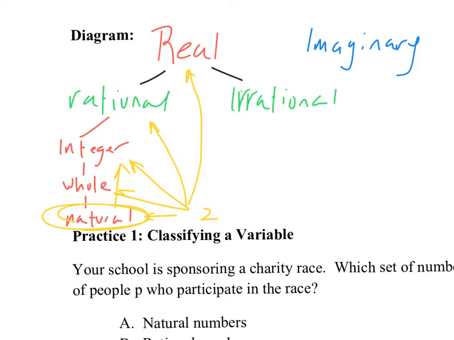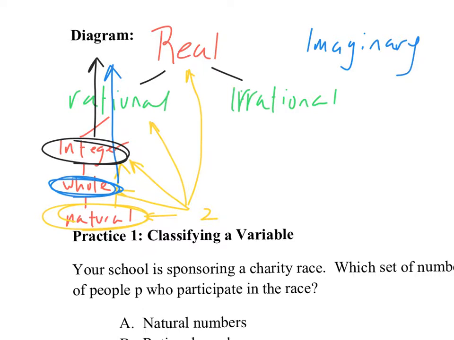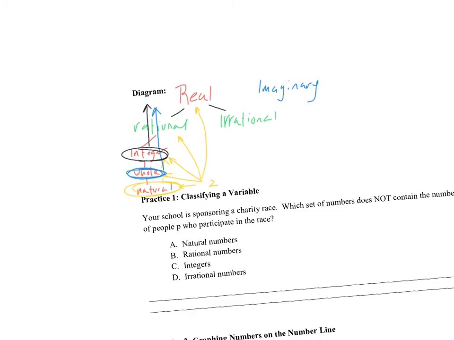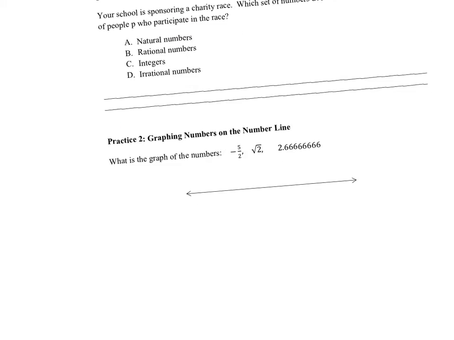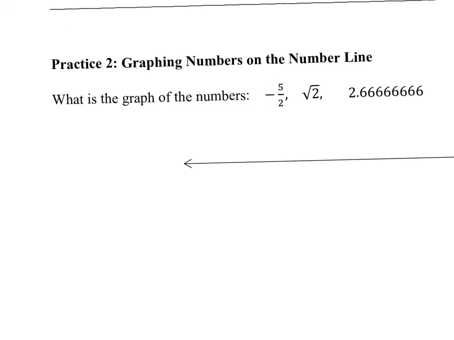So if a number is whole, it is automatically everything above. If a number is an integer, it is automatically everything above. Okay? So, moving on. I won't dig into these guys. I will dig into the graphing though.